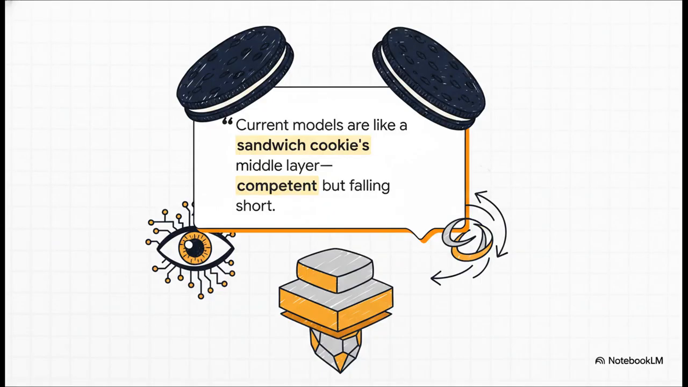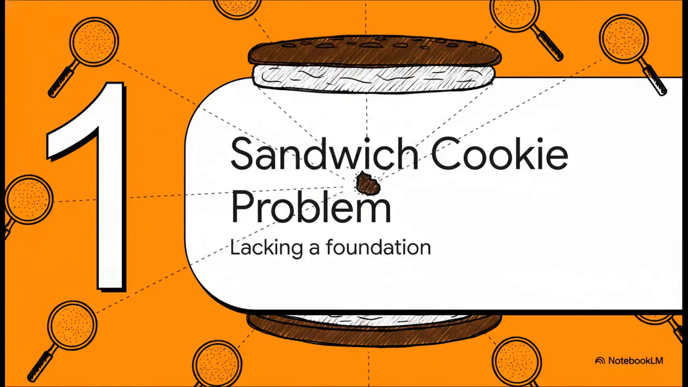Okay, so to kick things off, I absolutely love this analogy from the model's creators over at Alibaba. They say that today's AI is like the cream filling in a sandwich cookie. You know, it's good, it does its job across a bunch of tasks, but it's missing the actual cookies, the solid foundational layers that give it real substance and crunch. So what exactly is this sandwich cookie problem they're talking about? It's all about that missing foundation, that missing crunch. The AI struggles to perceive the world with the same fine-grained visual detail that we just take for granted.